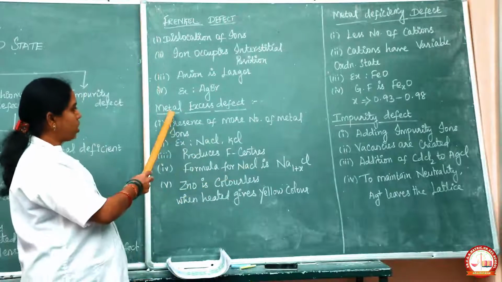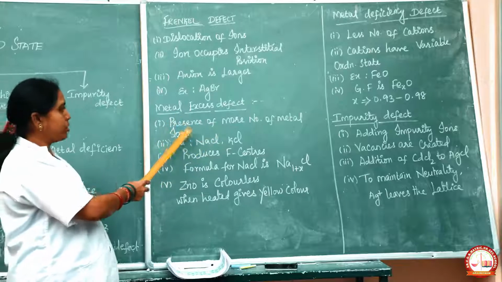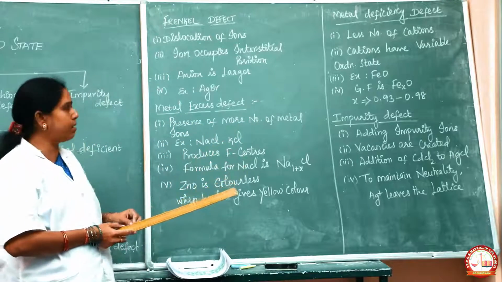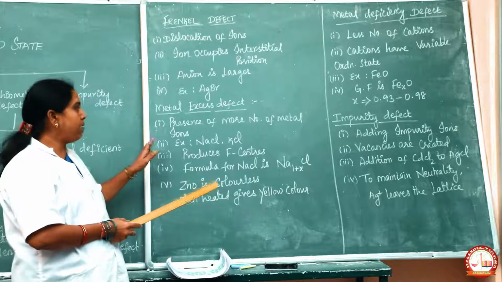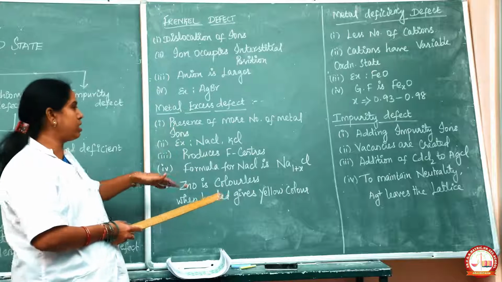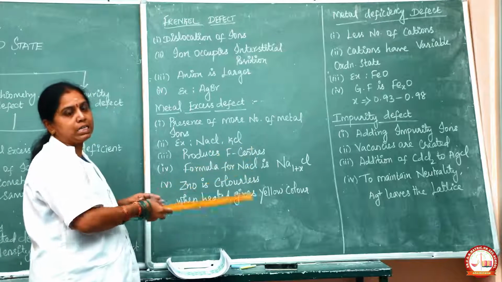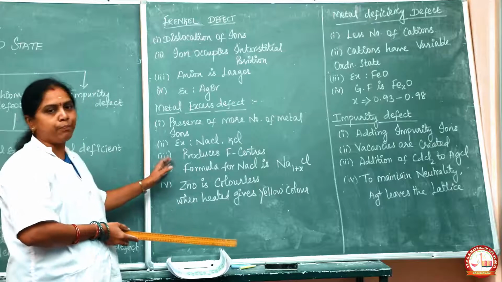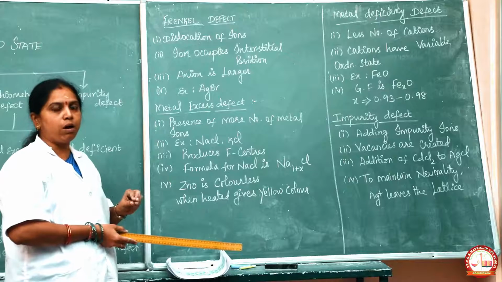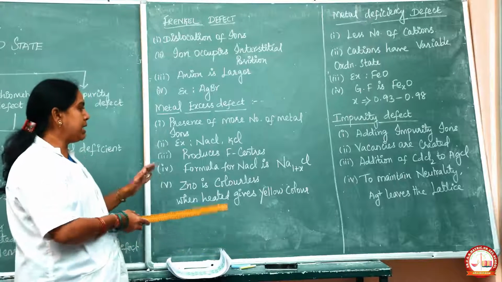The next non-stoichiometry defect is the metal excess defect. From the name itself we can say excess. Here the presence of more metal ions, that is cations, will be in excess when compared to the anions, and this metal excess defect can be explained in alkali metal chlorides, for example NaCl, KCl or lithium chloride, LiCl, etc. In this case one metal cation is present in excess, and also a vacancy, either cationic vacancy or anionic vacancy, can be created.